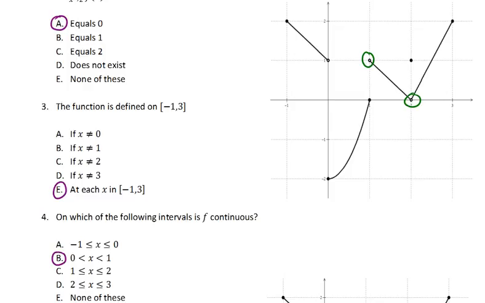I cannot draw the value of the function at x equals 1 and continue drawing the rest of the curve without picking up my pencil, or drawing the value of the function at x equals 2 without picking up my pencil again. And we have a similar situation from 2 to 3. We have an open circle at x equals 2, so I can't draw the value of the function at x equals 2 and continue the rest of the curve all the way to 3. So the proper answer there is B.